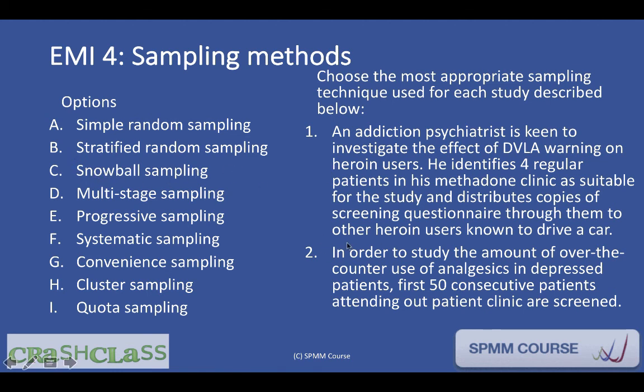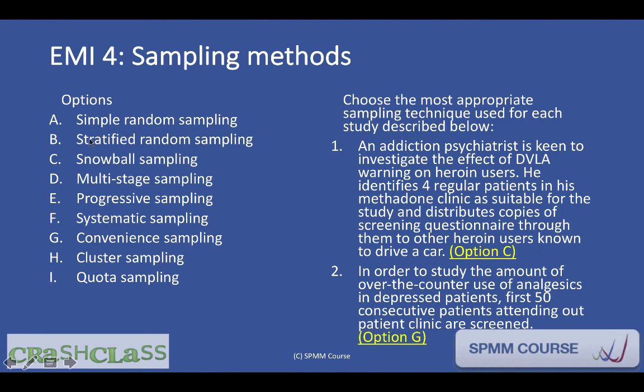Number 2, in order to study the amount of over-the-counter use of analgesics in depressed patients, the first 50 consecutive patients attending outpatient clinic are screened. So you are taking a convenient, easy sample, first 50 people. Okay, so that kind of sample is called convenient sampling. More specifically, this will be called consecutive sampling. But because it's easy for you to do, it's called convenient sampling as well. So convenience is something easy to do. So first one option is C, snowball. Second one option is G, convenient sampling.